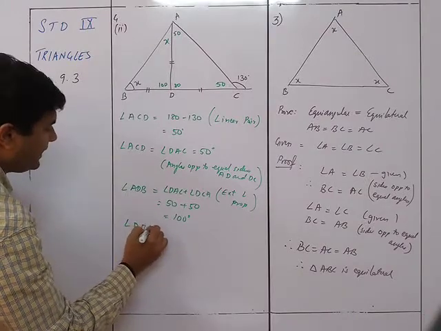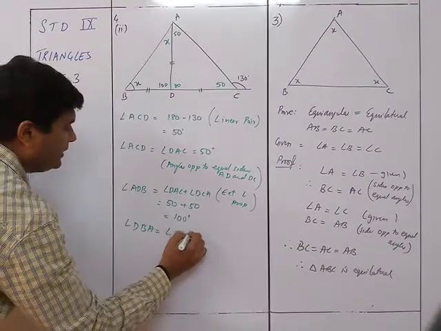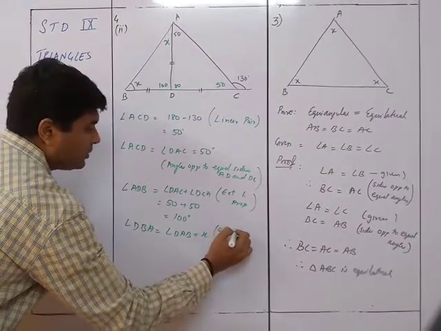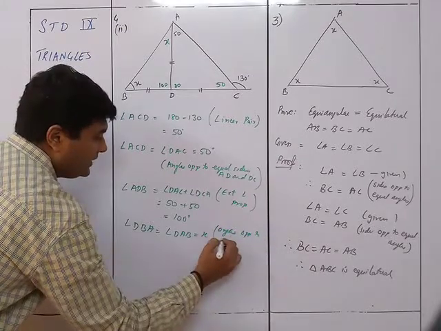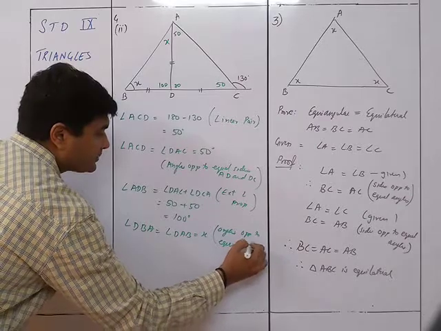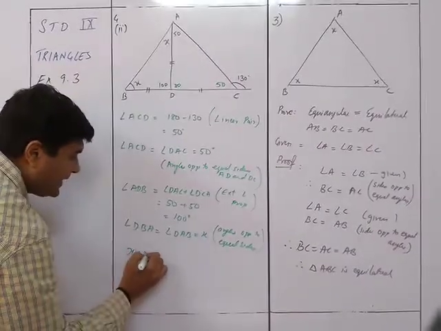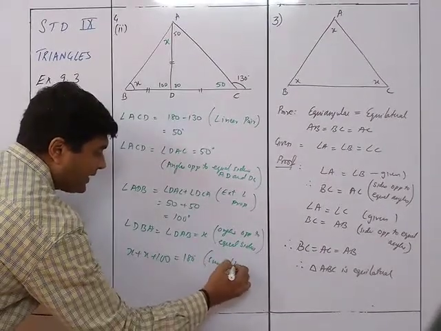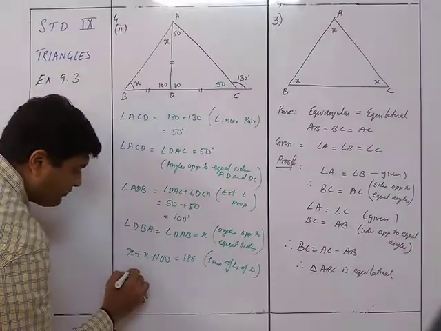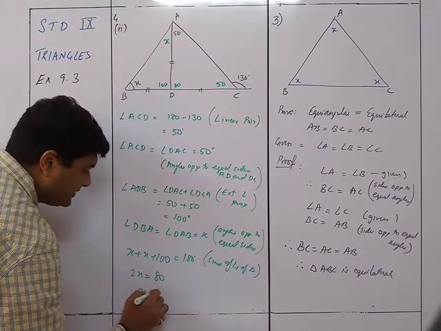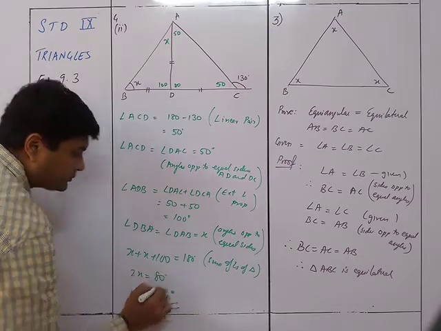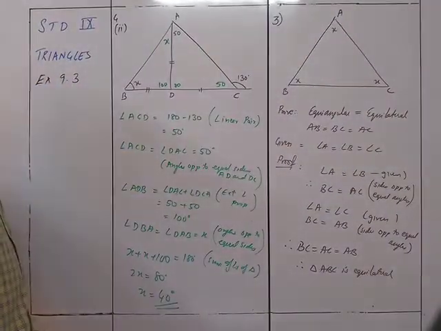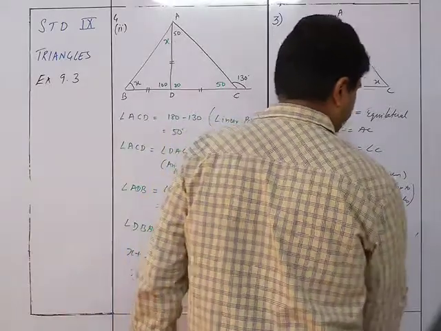Angle DBA is equal to angle DAB is equal to X because of angles opposite to equal sides. Therefore, X plus 100 is equal to 180 degrees, sum of angles of a triangle. Therefore, 2x is equal to 80, x is equal to 40 degrees. Understood? Clear? Easy? We move on to the next sum.